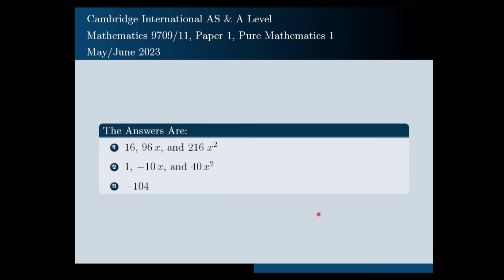For the first part, 16, 96x, and 216x squared are the first three terms of the first expansion. For part 2, 1, -10x and 40x squared are the first three terms of the second expansion. And finally, for part 3, you get the coefficient of x squared in that product is -104. Now, let us solve the problem together.